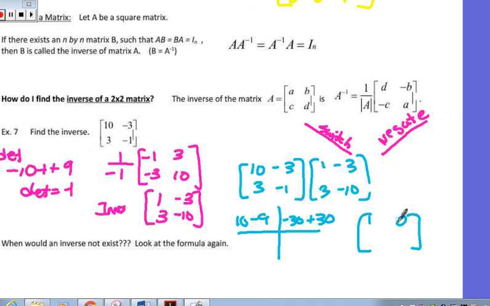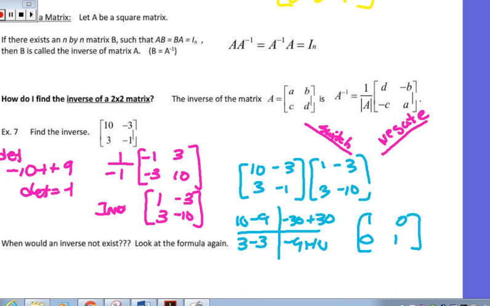Over here, row 2, column 1. So I'm pulling from row 2, column 1. Here we get 3 and negative 3. That does get us the 0. And then lastly here, row 2, column 2, we get negative 9 plus 10. And that gets us a 1. And that's how I prove to myself that I actually do have the actual inverse.